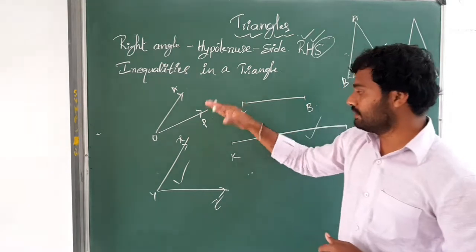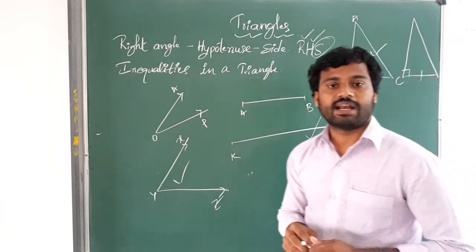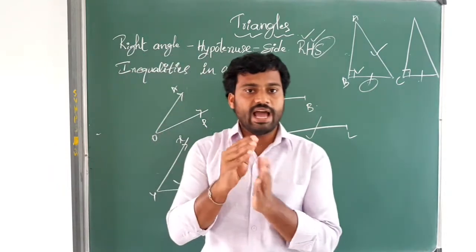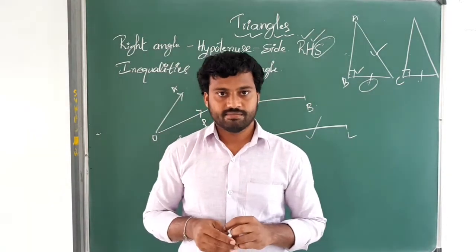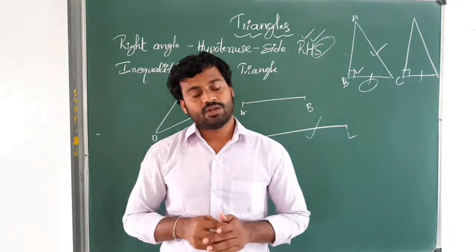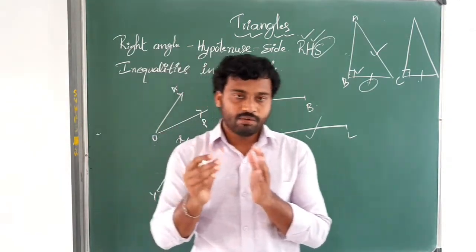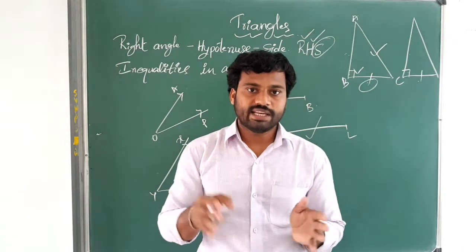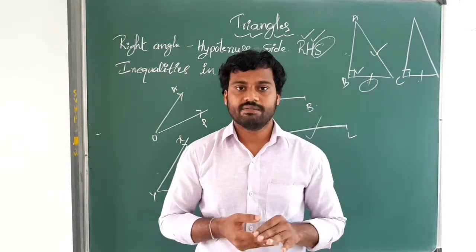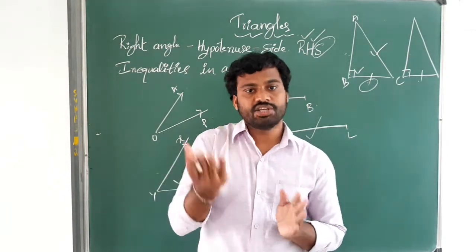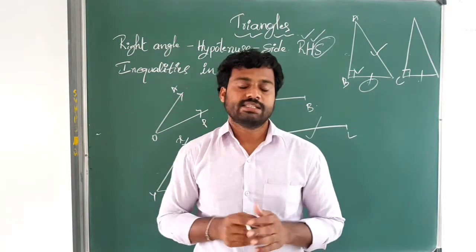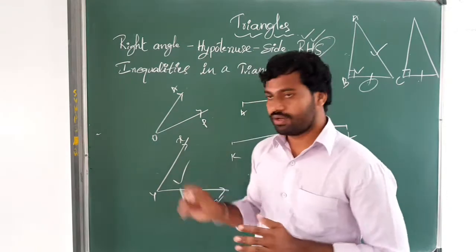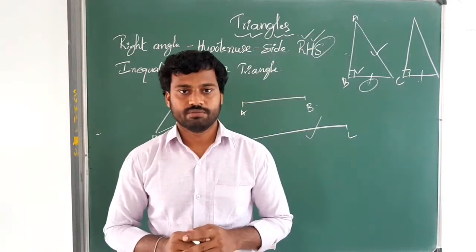In case of triangles, if they ask to cross check inequalities, how can we cross check? Mainly what we are comparing is, if in the triangle all three sides are different and all three angles are different, then what will be the relation between the angles and the sides? I will go with an example, then you will come.